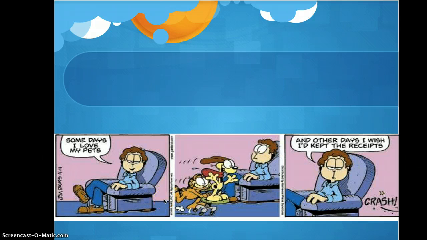Well, to me, I'm inferring that the receipts are to the cat and the dog. I don't know that for sure, but I'm inferring that based on the crash and the nonsense that they're doing right here. They'd keep the receipts because I know if you keep your receipt, you can return something. I'm thinking he's thinking about returning his pets. And these are Garfield comics, like I was talking about before.